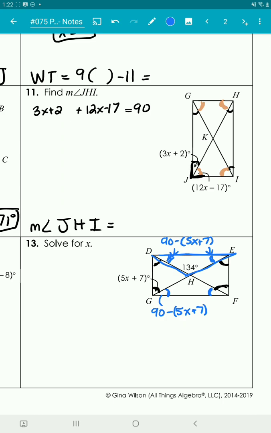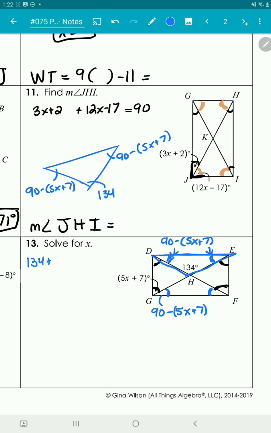So we have this triangle. I'm going to draw it up here so you can see it a little better. This one is 134. This one's 90 minus 5x plus 7. And this one's 90 minus 5x plus 7. So that's going to add to 180. We have the 134, and then instead of adding them all together like that, we're just going to multiply by 2 because it's the same thing. And that's going to give us 180 when you add them all together.